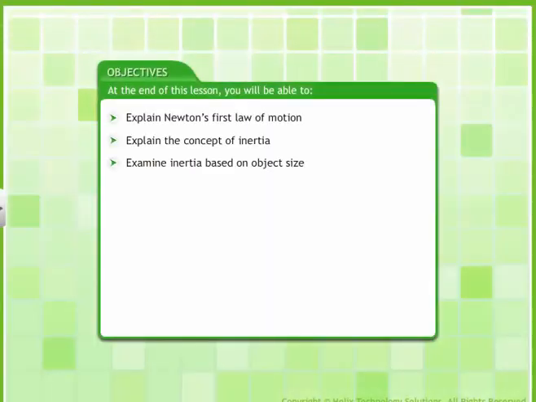In this lesson, you will learn about Newton's first law of motion and inertia. At the end of this lesson, you will be able to explain Newton's first law of motion, explain the concept of inertia, and examine inertia based on object size.